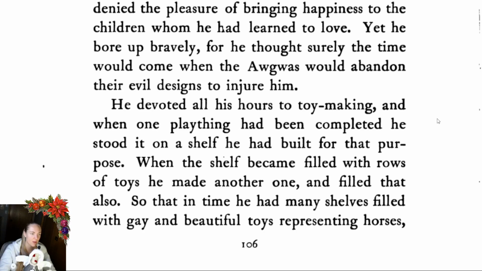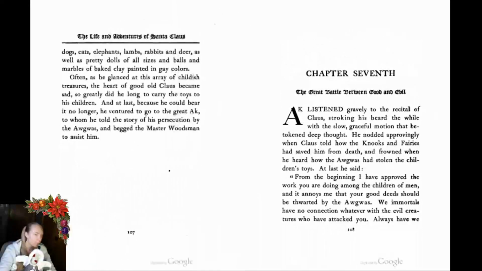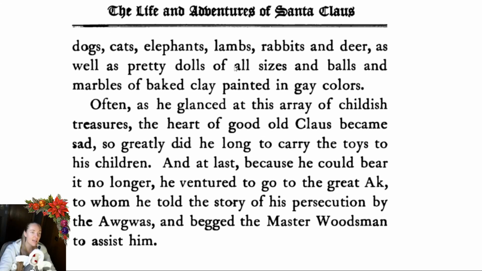designs to injure him. He devoted all his hours to toy-making, and when one plaything had been completed, he stood it on a shelf he had built for that purpose. When the shelf became filled with rows of toys, he made another one, and filled that also, so that in time he had many shelves filled with gay and beautiful toys representing horses, dogs, cats, elephants, lambs, rabbits, and deer, as well as pretty dolls of all sizes and balls and marbles of baked clay painted in gay colors.